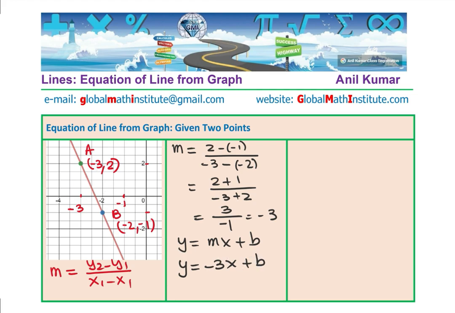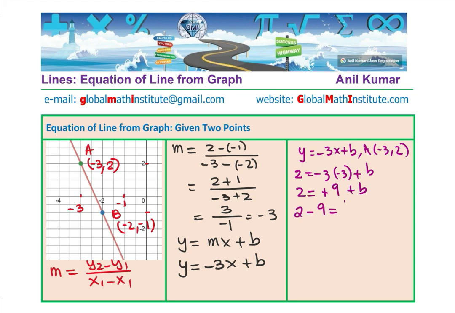Use any one point, right? Just use minus 3 and 2. Okay. So I'm going to use minus 3 and 2. So I have the equation y equals to minus 3x plus b, and the point of interest is A, which is minus 3, 2. So y value being 2 and x value being minus 3. So I'll multiply minus 3 with minus 3 plus b. So that gives me 2 equals to minus and minus becomes plus 9 plus b. Bringing 9 to the left side, I get 2 minus 9 equals to b, or minus 7 equals to b.